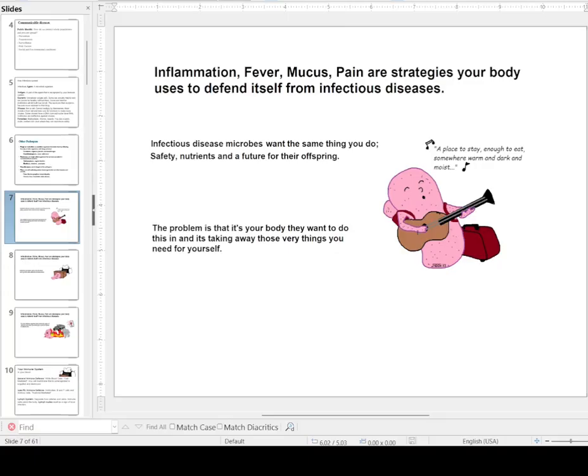But the problem is that where they're trying to get the things they want is inside our bodies, and that's going to be a problem because the things that they want are the things we want for ourselves. You can't have it, this body is mine. So there's a non-negotiable point.